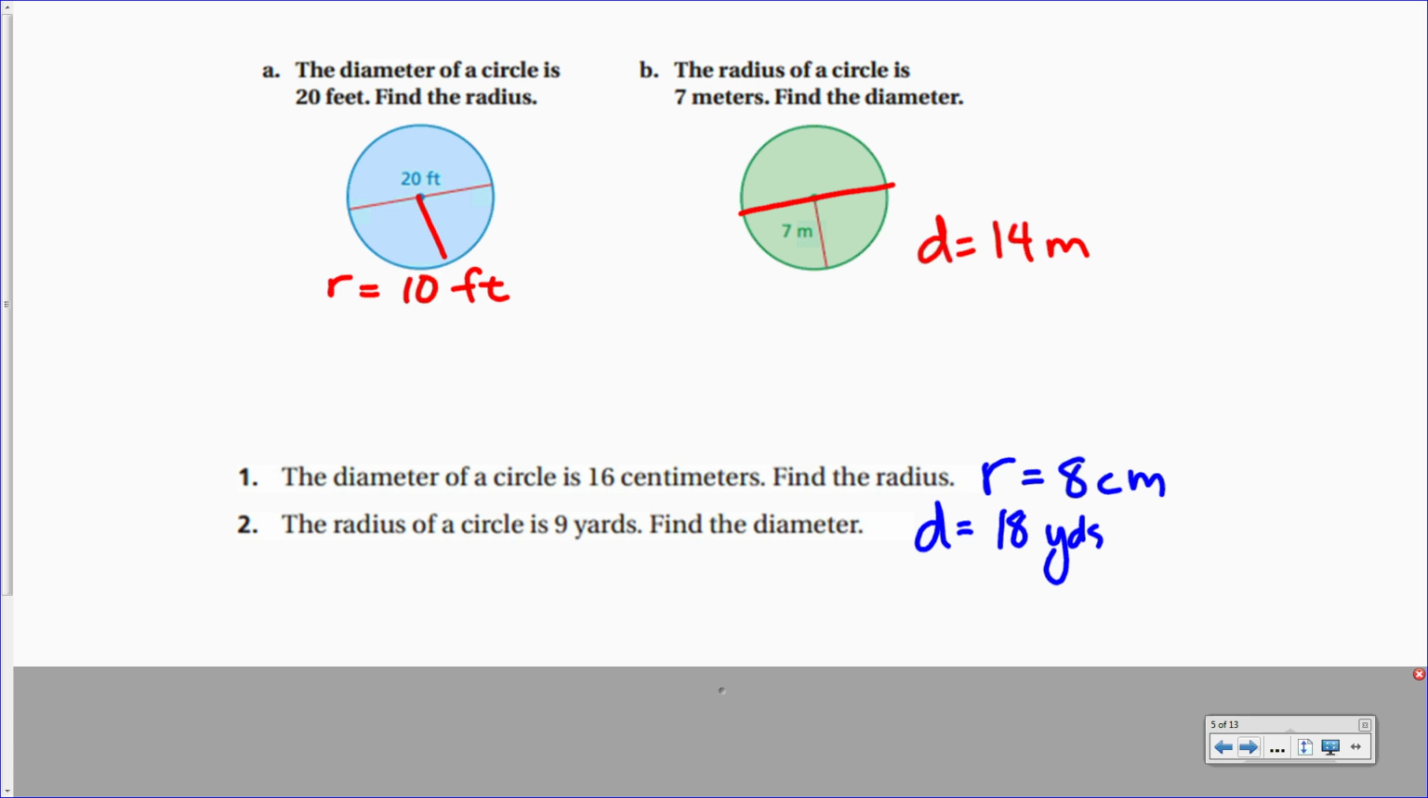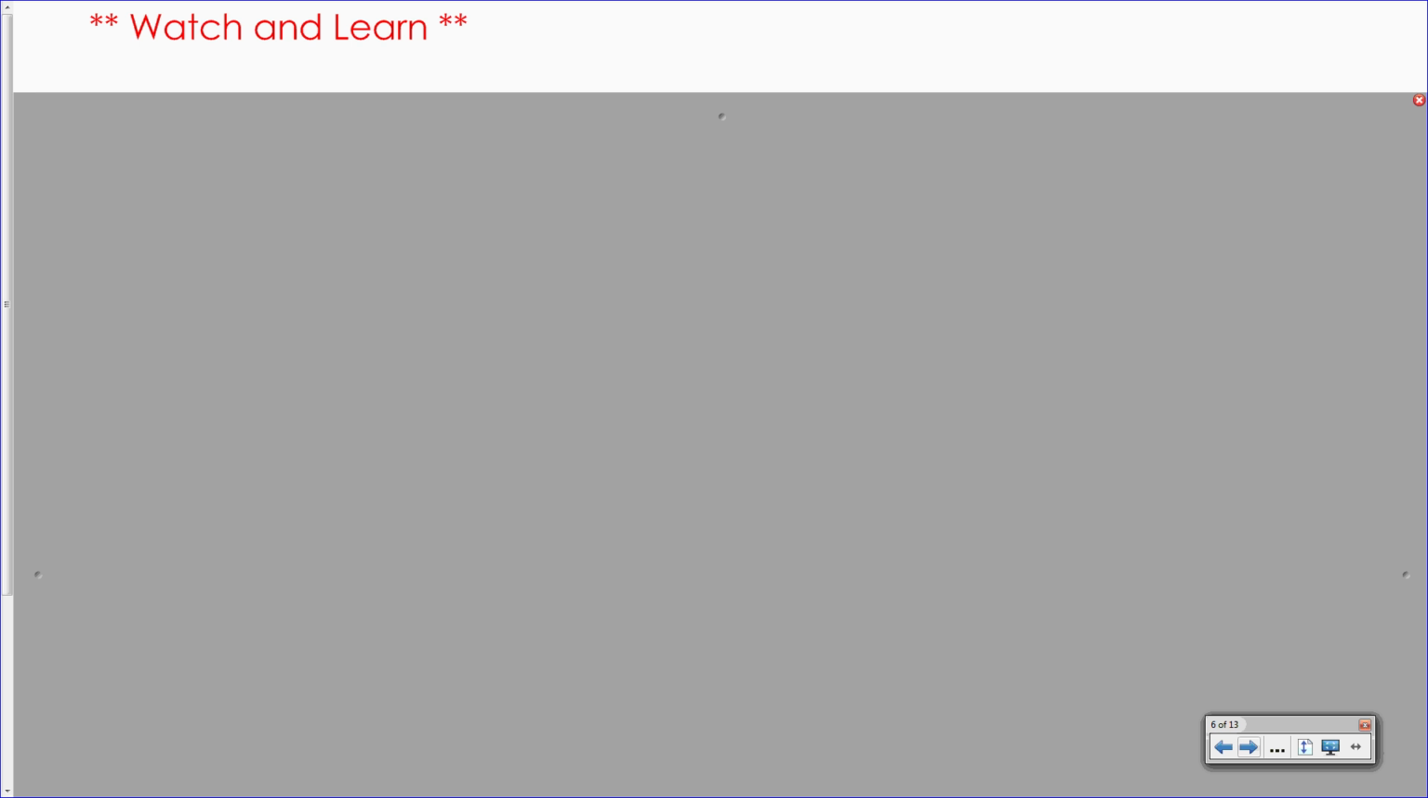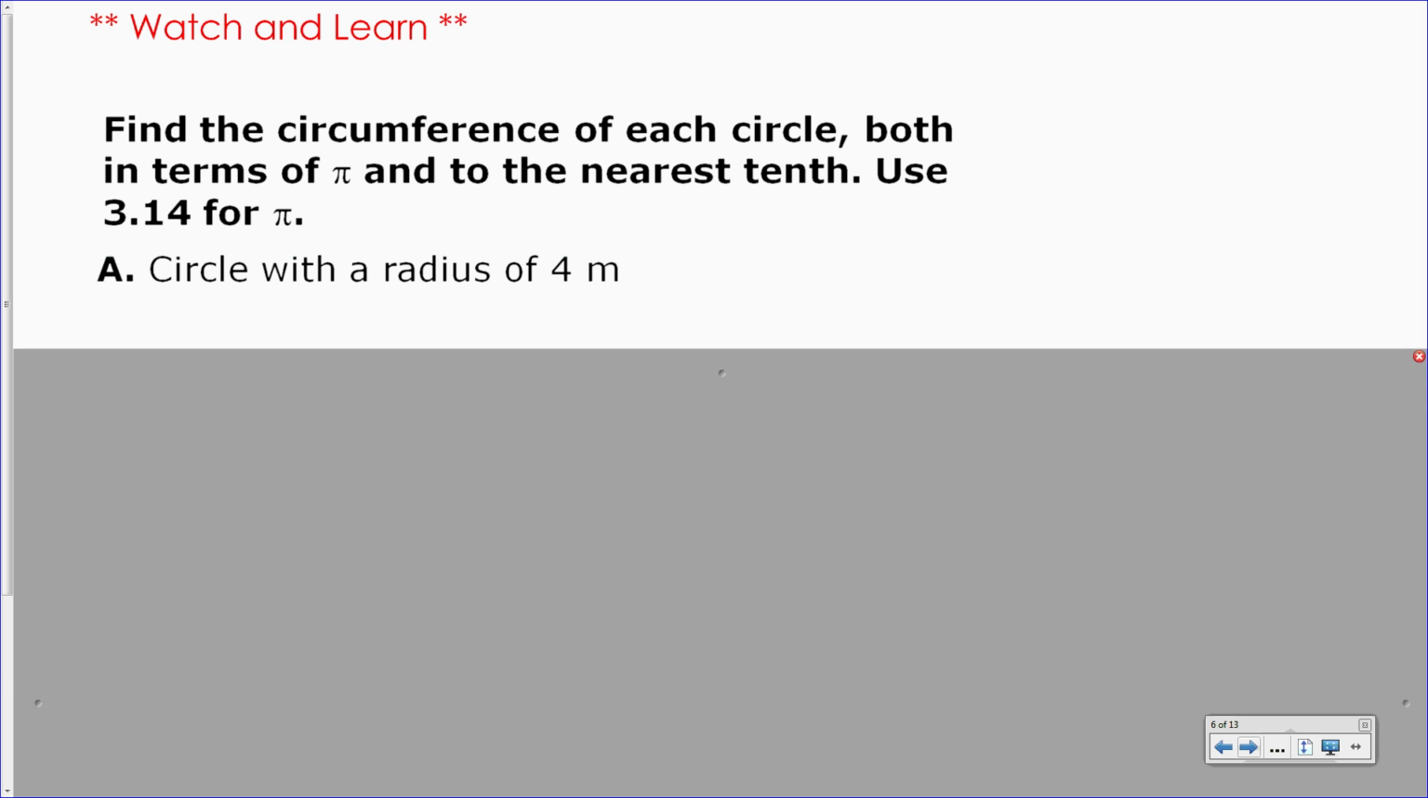So radius is just half of diameter. All right, now I want you to watch and learn. This is not on your notes. So watch with me, and we're going to figure out how to find circumference.